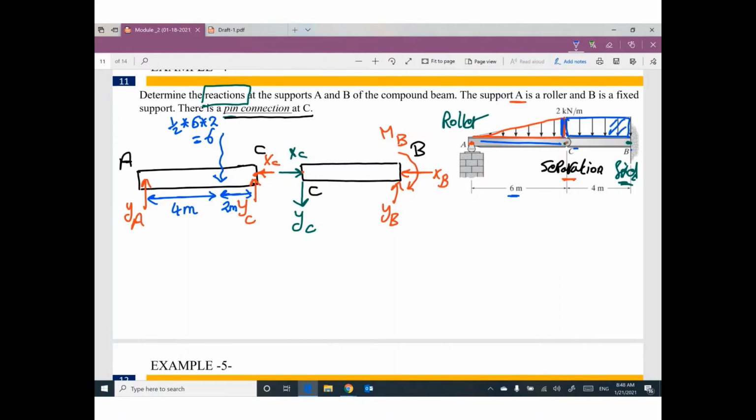The next one will be a rectangle. So we have an equivalent force here. How much? The area of this rectangle, 2 times 4, will be 8 kilonewton. What is the horizontal distance? 4 divided by 2 will be 2 meters.